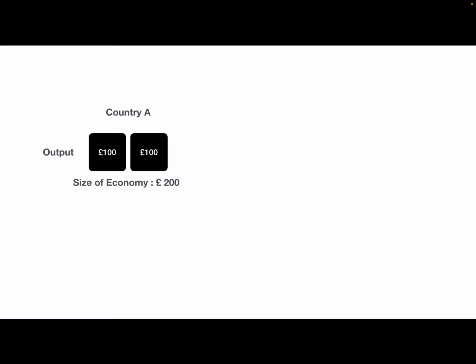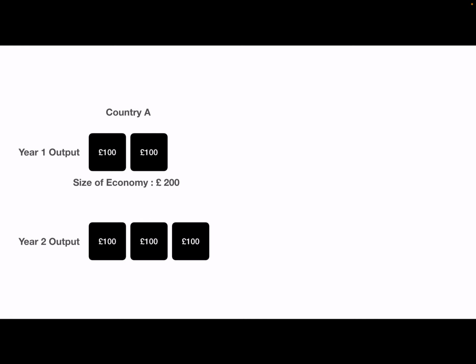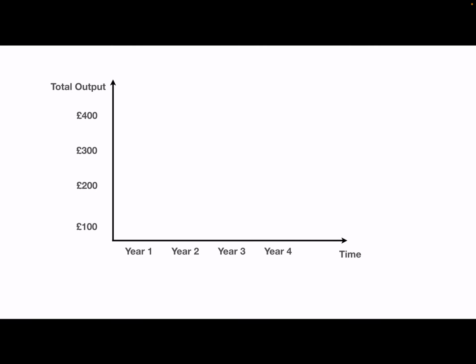But we often want to know not just about the size, we also want to know about whether an economy has grown. To measure growth, we need to compare the output from 2 different time periods. An increase in output over time is economic growth. We can see this graphically on charts showing total output over time. Growth is indicated with an upward sloping line.